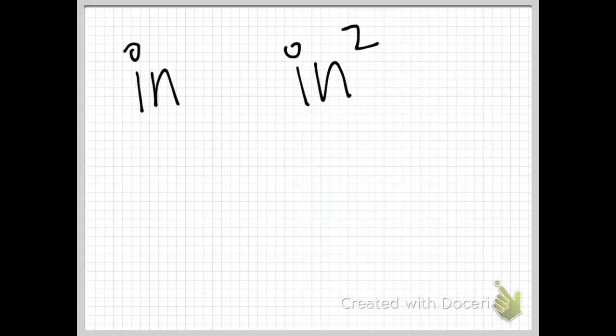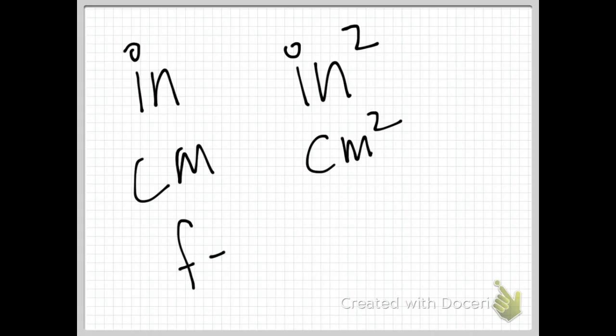All right. The other thing to keep in mind is when you find your answer, be sure to include units. If your sides are measured in inches, then your answer is going to be in square inches. If it's centimeters, then you're going to have centimeters square, and if it's feet, you're going to have feet square. So be sure to include a unit with your answer. If you don't include units, it's wrong.